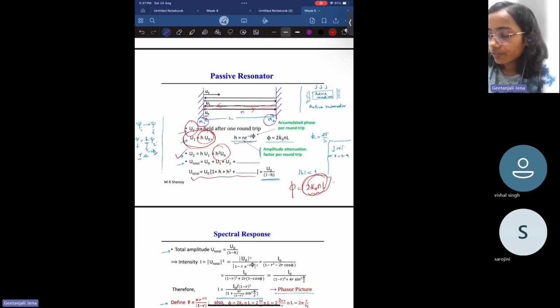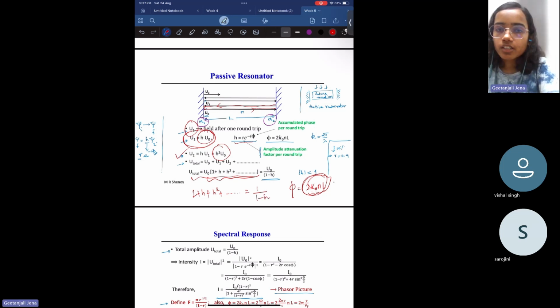And the total field that you will get through this passive resonator is U0 plus U1 plus U2 plus U3 and so on, right? And if h is much less than 1, you can approximate this expression, that is 1 plus h plus h squared and so on, as 1 divided by 1 minus h.